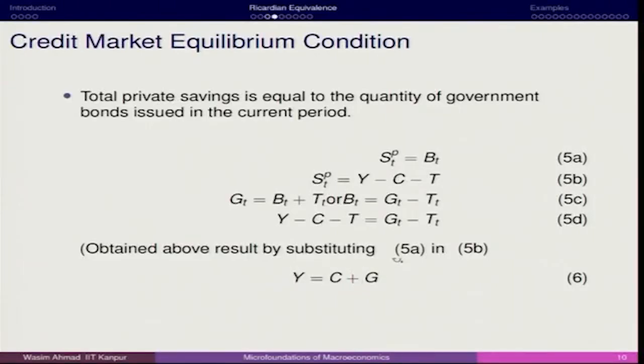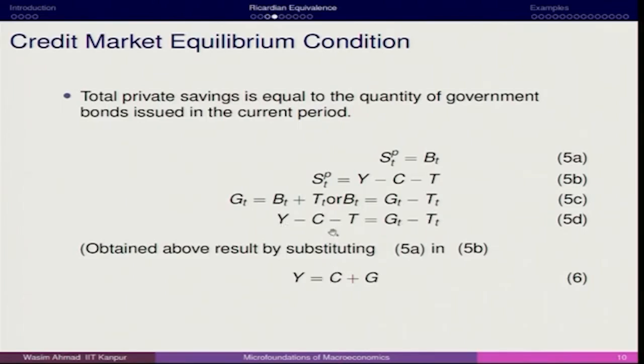So, Y is equal to C plus G. This idea we try to emphasize here. You can write Y is equal to C plus G. This is the closed economy setup. I am writing here SPT is equal to BT. So, here we have SPT is equal to Y minus C minus T. Here we have GT is equal to BT plus TT, or BT is equal to GT minus TT. So, here we have Y minus C minus T is equal to GT minus TT.